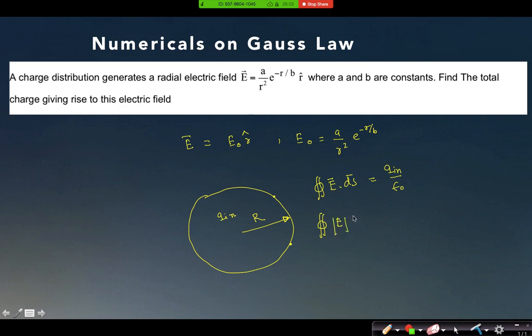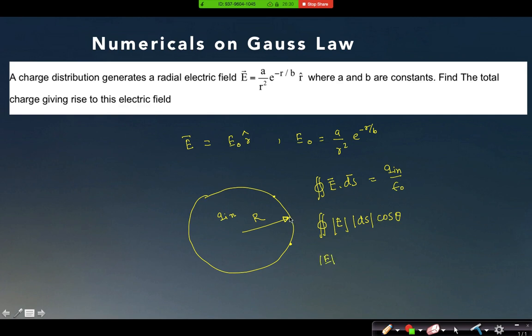At every point on the surface, is the magnitude of the electric field constant or not? Yes, because you can put the value of R here. R is a constant at every point on the surface. At every point on the surface, is R a constant or not? Constant. So mod E is constant, you can take it outside.